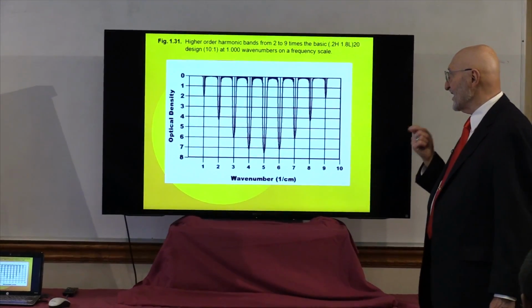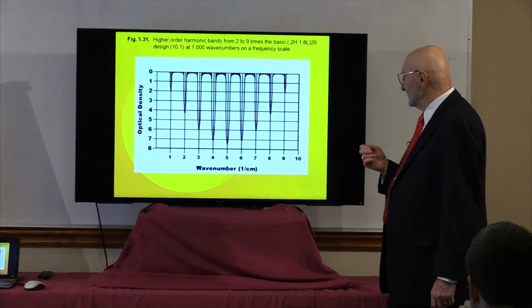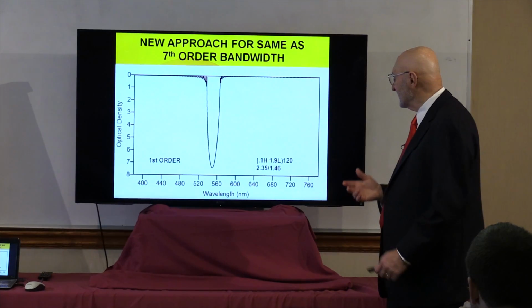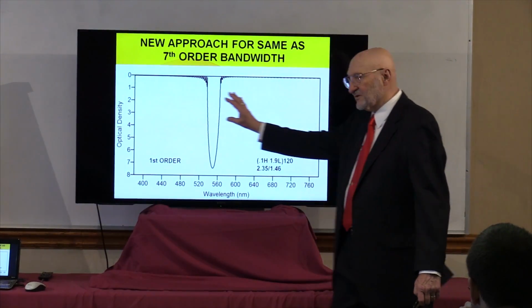But I can get a narrower one, a narrower blocking band than the other technique. So I can generate a filter like this without those other bands.